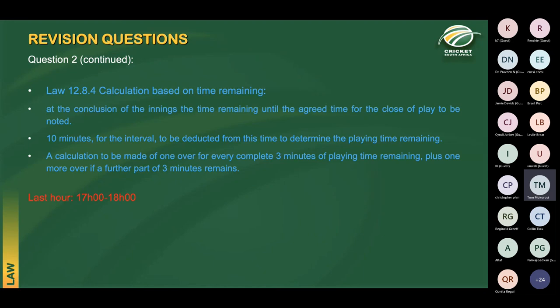So let's put that theory into practice. Our last hour is supposed to be from 1700 hours to 1800 hours. The time remaining at the interval is 1800 hours minus 1719, which is 41 minutes, less the 10 minutes for the change of innings, leaves us with 31 minutes of playing time. 31 divided by 3 gives us 10 whole overs, which are 30 minutes, plus one over for the 1 minute of the next 3 minutes, okay, which is 11 overs.